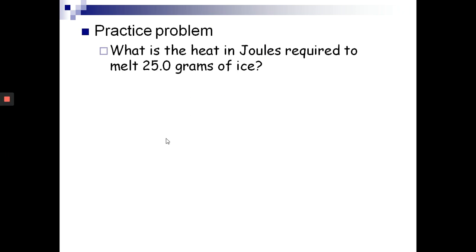Practice problem. What is the heat in joules required to melt 25.0 grams of ice? So how much heat do we need to melt down 25.0 grams of ice? Since you are melting, we are going to be using this equation: Q, the amount of heat, is equal to mass times the heat of fusion. The mass is 25.0 grams. Oops, this one's a typo. This one should have another 0 here. And then multiplied by the heat of fusion for ice, 334 joules per gram.